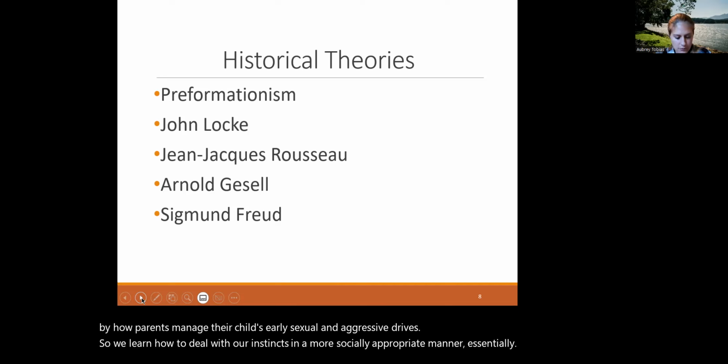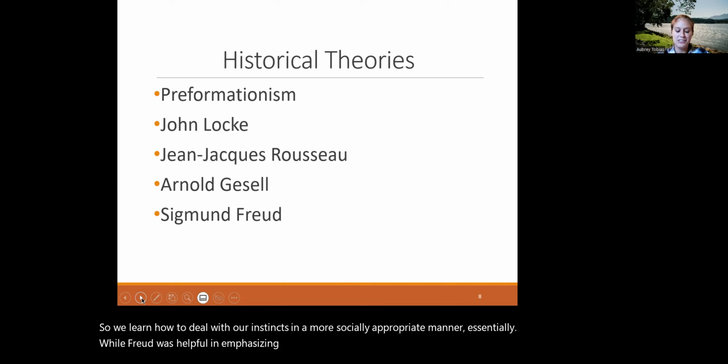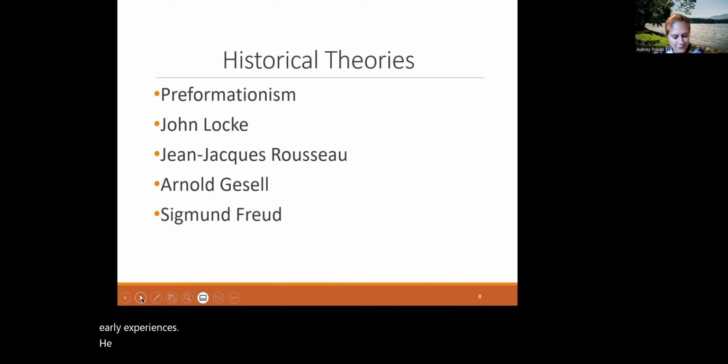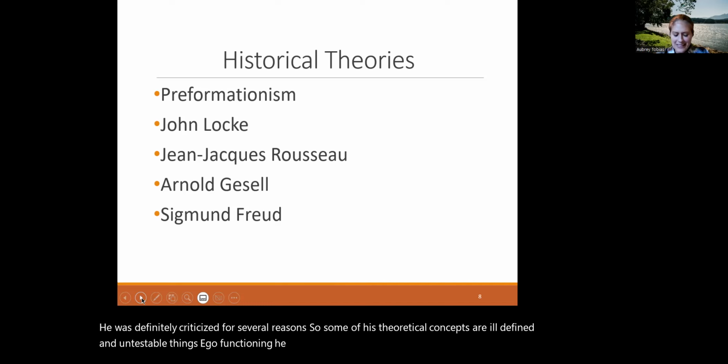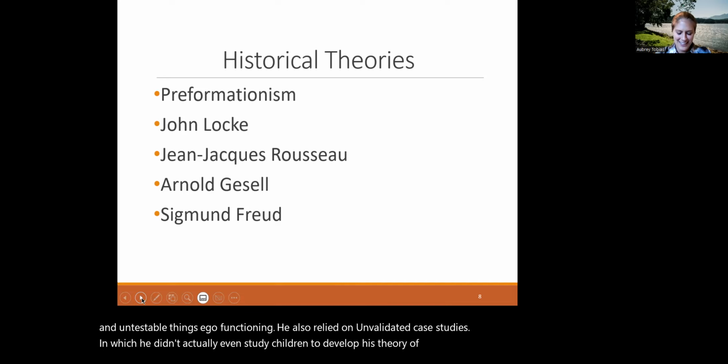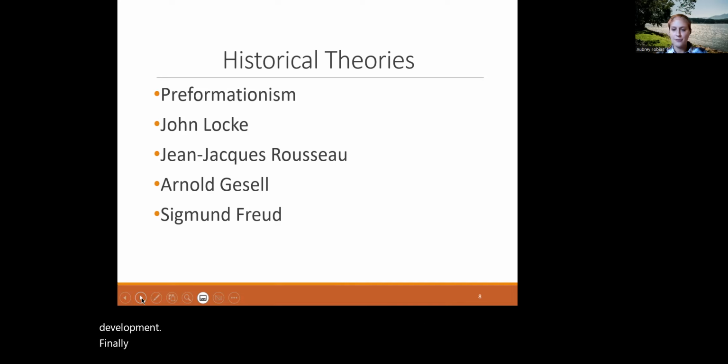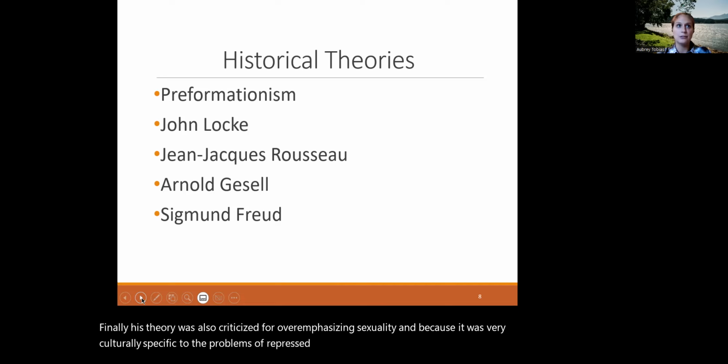While Freud was helpful in emphasizing the importance of an individual's unique life history and early experiences, he was definitely criticized for several reasons. Some of his theoretical concepts are ill-defined and untestable, things like ego functioning. He also relied on unvalidated case studies in which he didn't actually even study children to develop his theory of psychosexual development. Finally, his theory was also criticized for overemphasizing sexuality and because it was very culturally specific to the problems of repressed wealthy adults in 19th century Vienna.